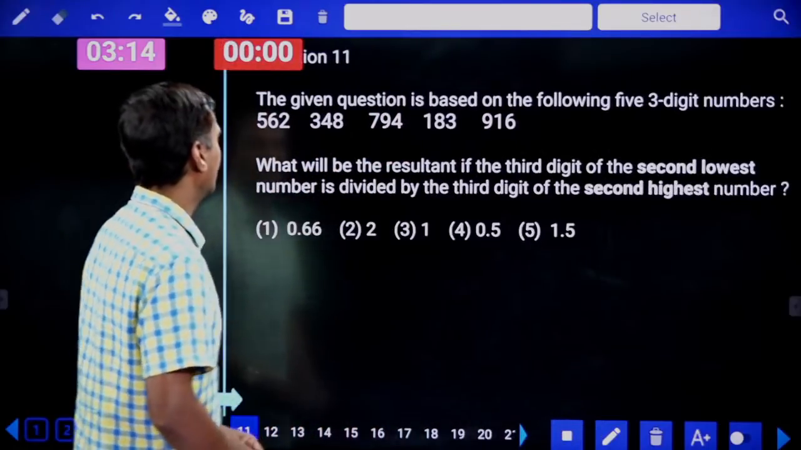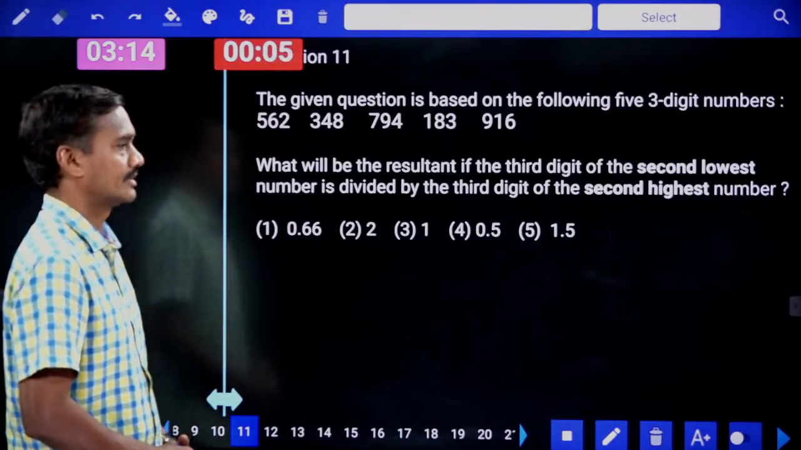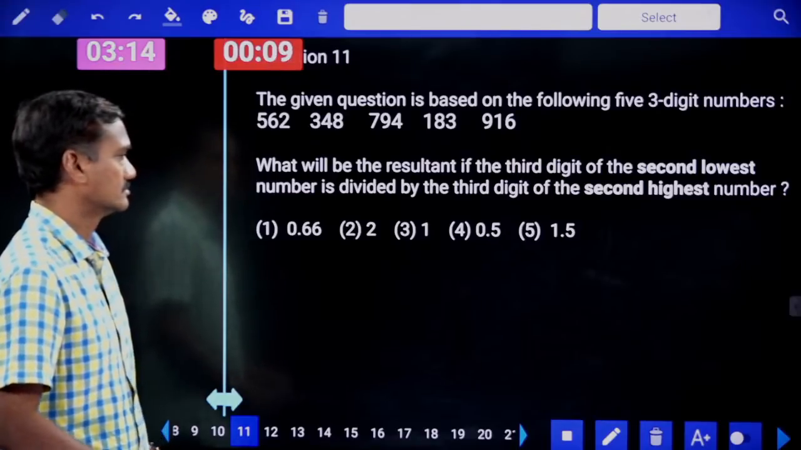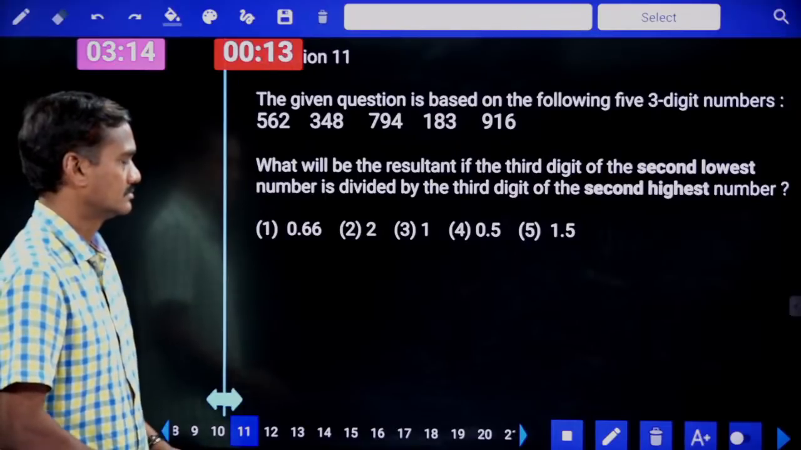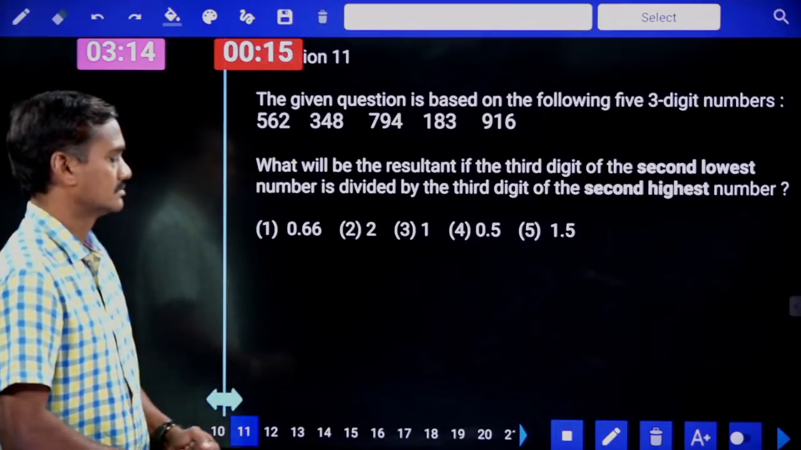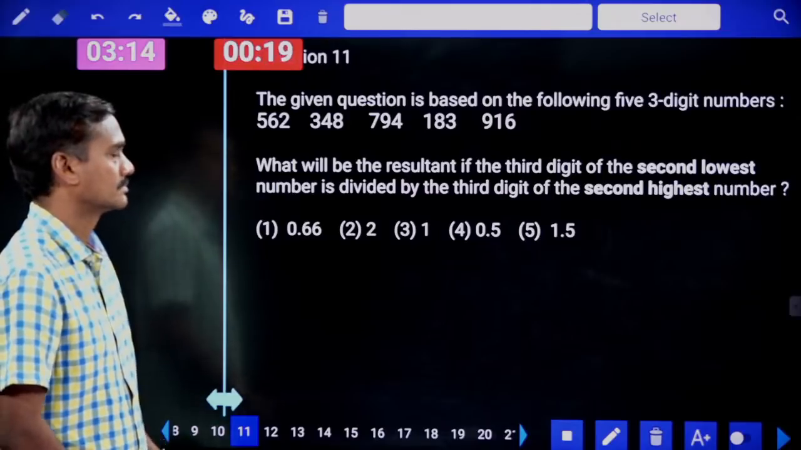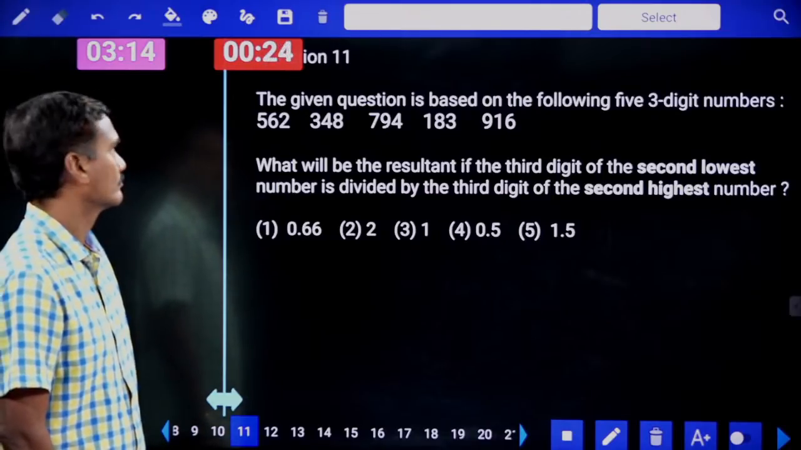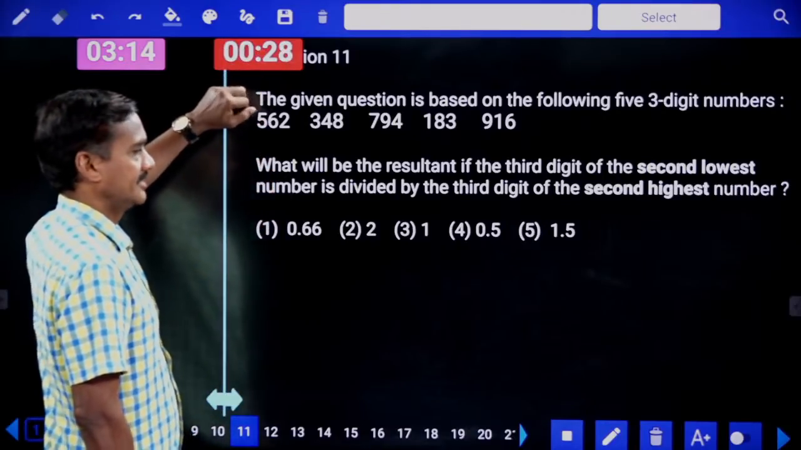Start working on this one. 11. Done. 11th one.